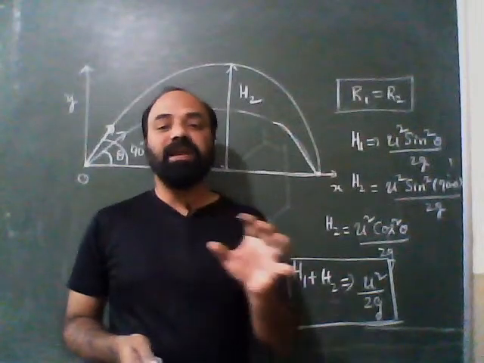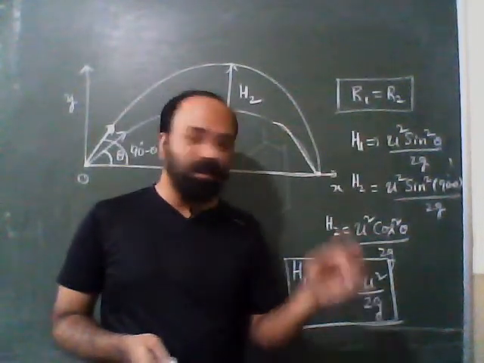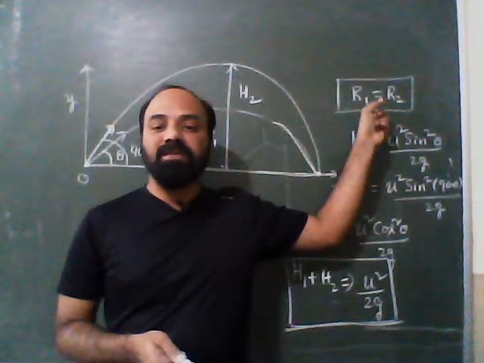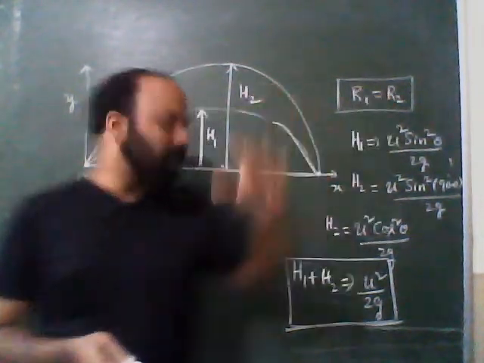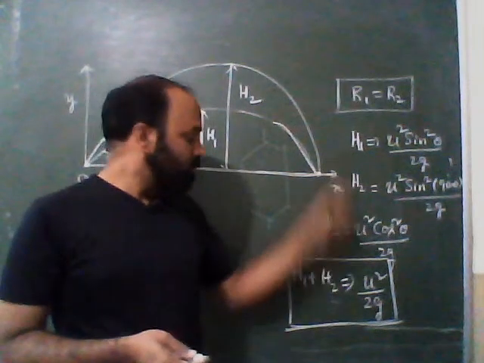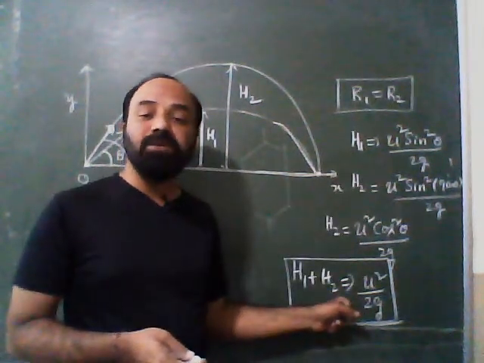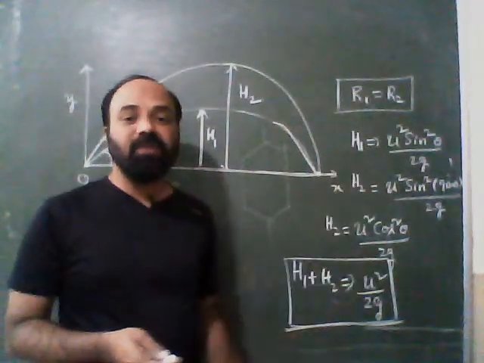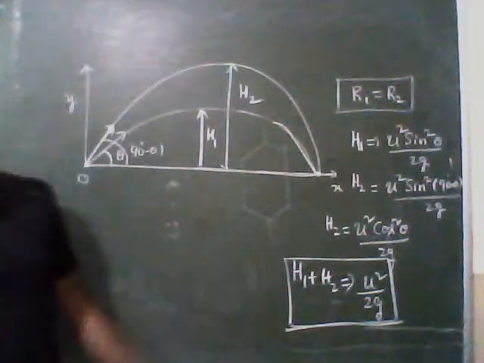Okay, so in case of complementary angles, what happens? If they ask the relation of ranges, R1 is always equal to R2. If they ask heights H1 and H2, the sum of the heights H1 plus H2 is equal to u square by 2g. Okay guys, this is the relation in case of complementary angles. Write down.